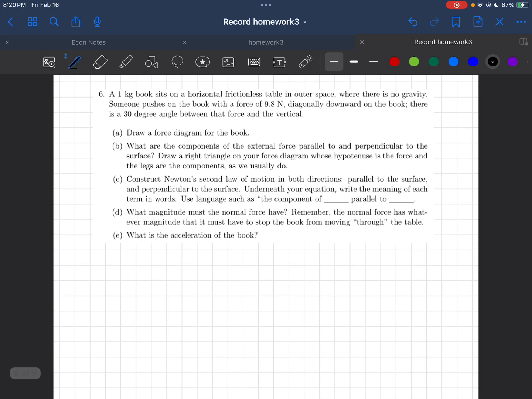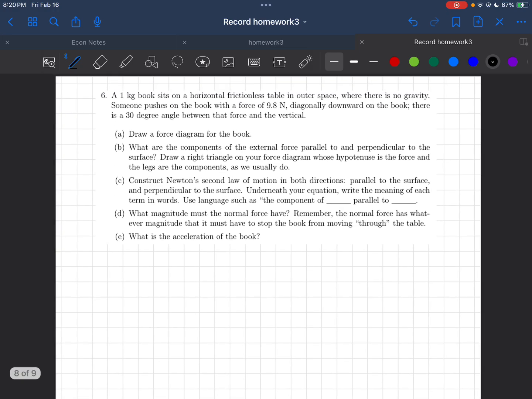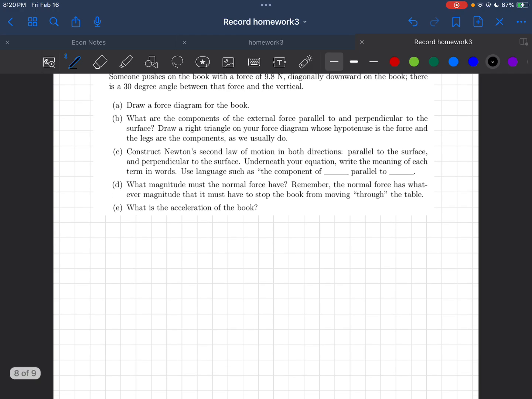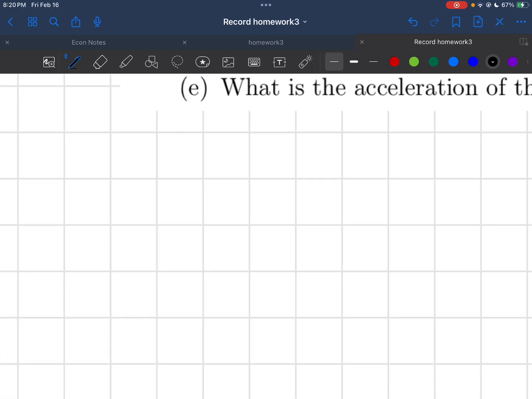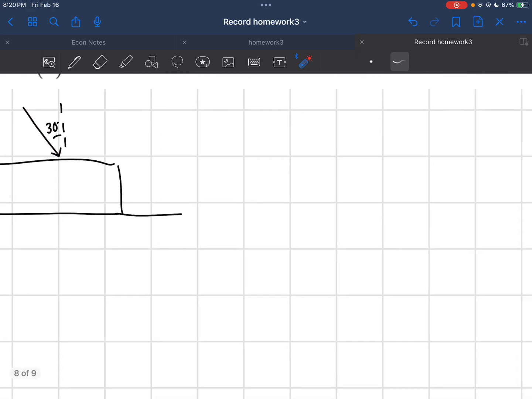On we go. We have a 1 kilogram book sitting on a frictionless table in outer space, but someone is pushing on the book with a force of 9.8 newtons diagonally downward. So just drawing that picture. Here's the book resting on a frictionless table, and the force at that angle, the angle is to the vertical in this case. So I'm pushing down and to the right.